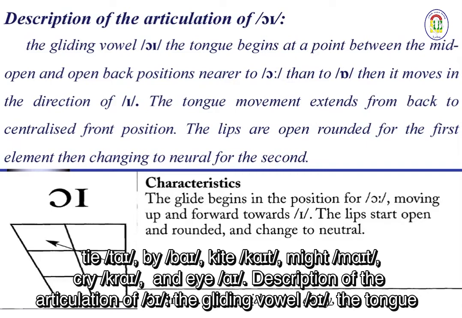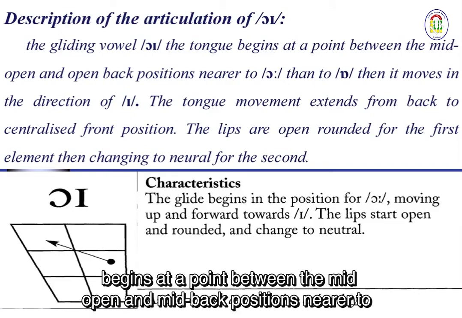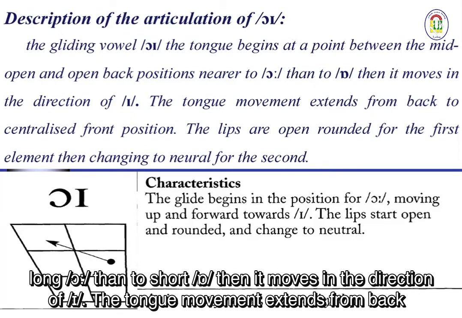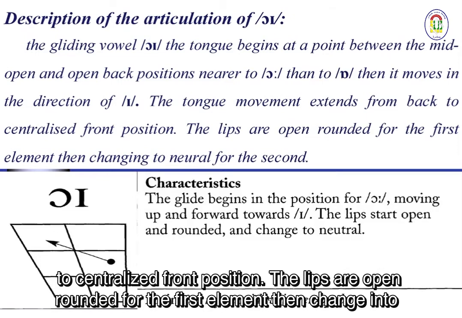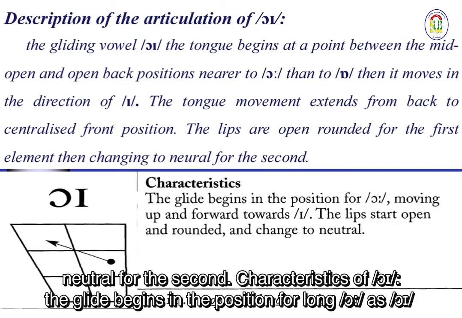Description of the articulation of Oi. The gliding vowel Oi: the tongue begins at a point between the mid-open and mid-back positions, nearer to long O, then to short O. Then it moves in the direction of E. The tongue movement extends from back to centralized front position. The lips are open rounded for the first element, then change into neutral for the second.